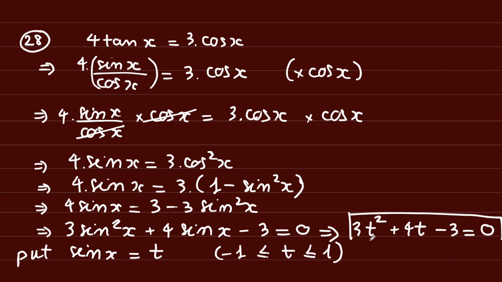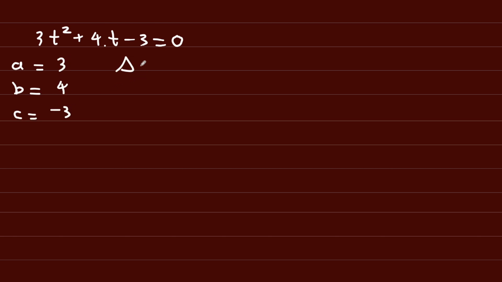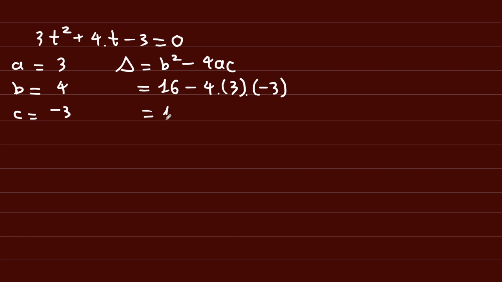In the next line we continue solving this quadratic equation. 3t squared plus 4 times t minus 3 now. Here is A, this one is B, and this one is C. Here is 3, 4, minus 3, and the discriminant is b squared minus 4ac. B squared means 16, minus 4 times 3 times minus 3 now. About 16 you got here, this is plus 36, 9 times 4 is 36, and this is equal to 52.